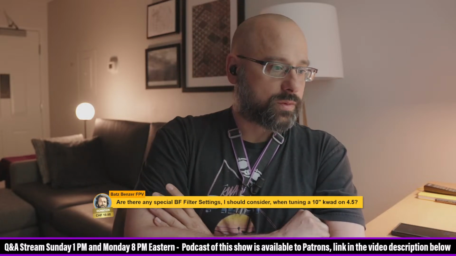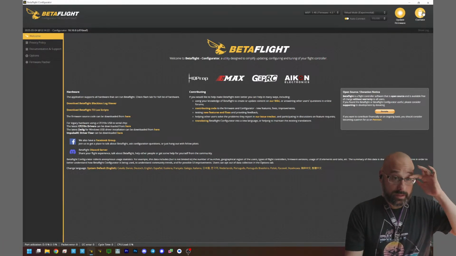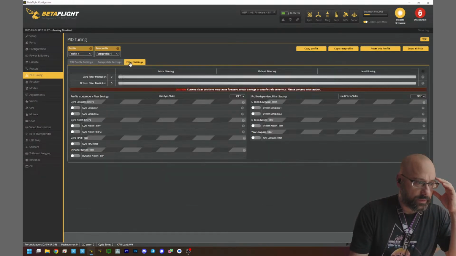Are there any special Betaflight filter settings I should consider when tuning a 10-inch quad on 4.5? Yeah, 100%. You will 100% bring your master slider down. So, here's what I mean by that. Again, we'll just go to virtual mode. I might need to plug in a quad, I'm not sure. PID tuning, filter settings. Okay, now I've got to plug a quad in.